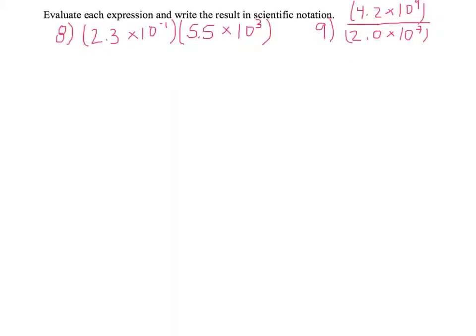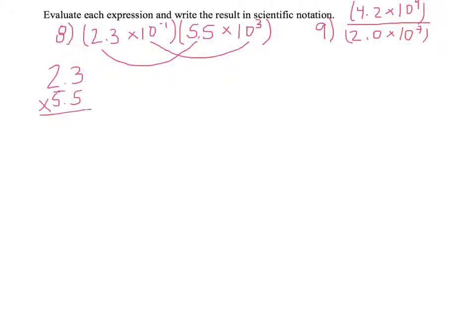Okay, so let's imagine we're given two different numbers written in scientific notation and they ask us to multiply or divide them. We'll first take a look at example 8 with multiplication. What we can do here is multiply the first terms, or the first part of each scientific notation number, the 2.3 times the 5.5, and then multiply the powers of 10, because multiplication is commutative, so the order in which we multiply does not matter. So let's start by taking 2.3 times 5.5.